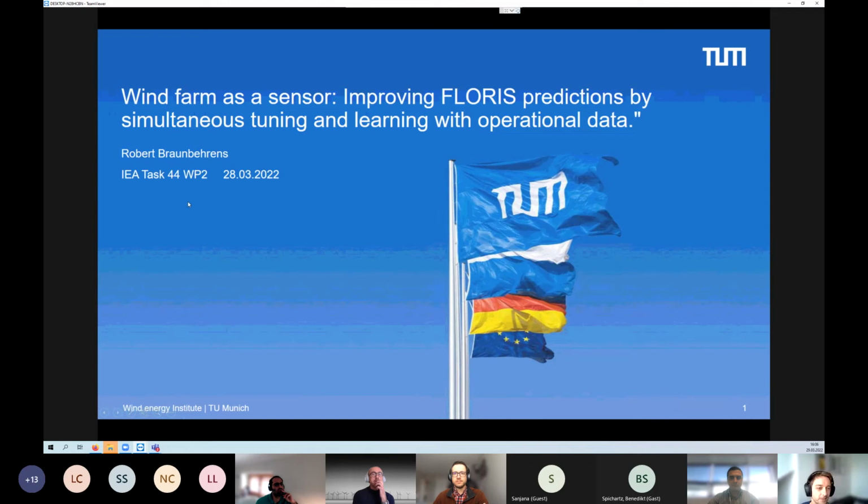Maybe I could also say that I'm not usually part of this work package, but since it fits inverse UQ and parameter calibration, that's a big part of my work. So I'm very happy to show you what I'm doing. Working also a lot with FLORIS, I think there are some people here that are even developers of FLORIS, so I will try to not say something wrong, in case you can correct me.